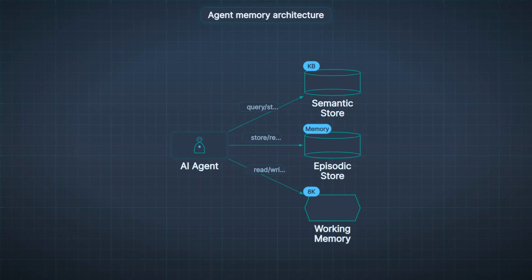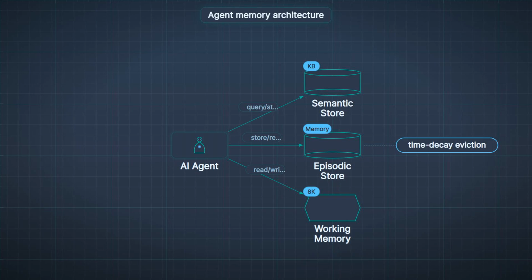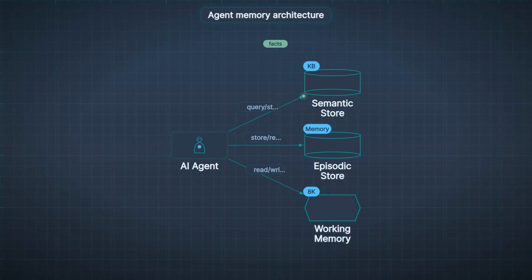Meanwhile, eviction policies remove stale data from working and episodic stores. Finally, the agent queries semantic memory for factual grounding. It retrieves the stored knowledge. That's how the agent retrieves, stores, and forgets, a complete memory lifecycle.